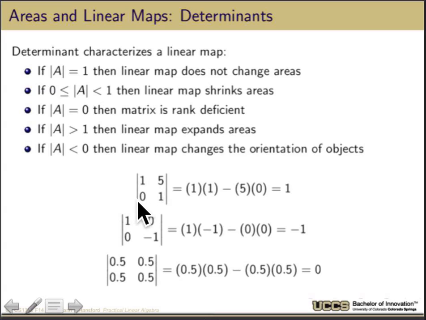So this matrix 1, 5, 0, 1 has a determinant: 1 times 1, the product of these, minus the product of those, 5 times 0, gives us 1. Here's another one. Again, it's a little bit like a cross. I'm going to take these two, 1 times -1, minus those two, 0 times 0, and I get -1. Here I'm going to take one that's got 0.5 times 0.5 minus 0.5 times 0.5 is 0. This actually might be a matrix you saw when we projected onto the perpendicular line. This gives us that, and it's also clear, I projected onto a line, I get determinant 0.